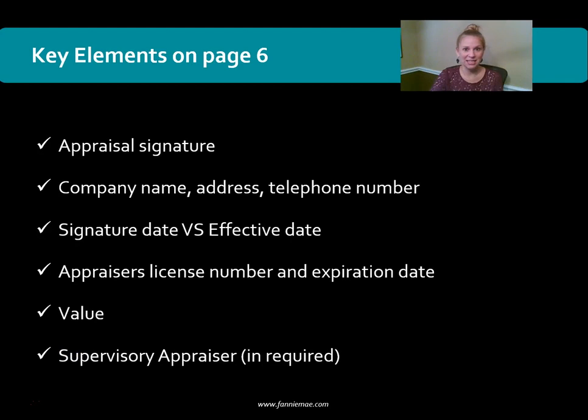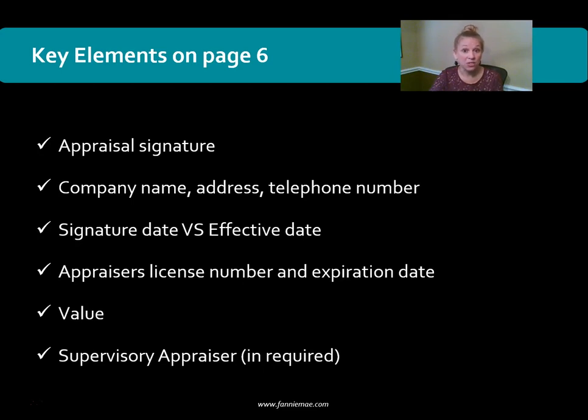Moving on to page 6. Page 6, you're going to find the following information. The appraiser's signature will be on this page, the appraiser's company name, company address, company phone number will be located on this page. You're also going to see the signature date and effective date.